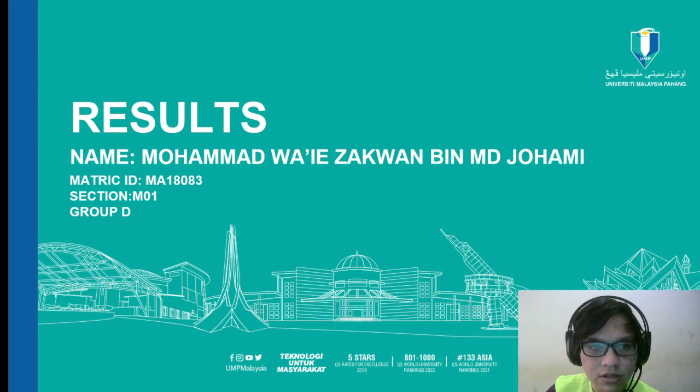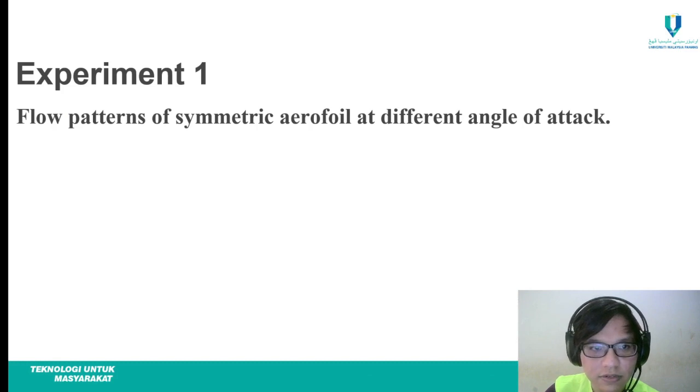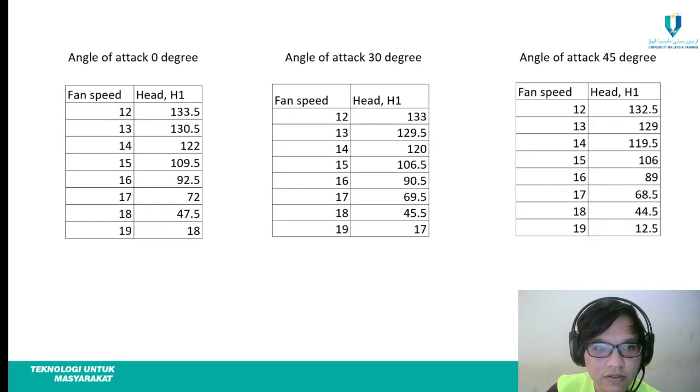Today I'm going to talk about the result that I have done for this experiment. So, we have done two experiments. For experiment 1, we have done the flow pattern of symmetric aerofoil at different angle of attack. For my result, here I have compiled all the three results for the different angle of attack: for the 0 degree, 30 degree and 45 degree.